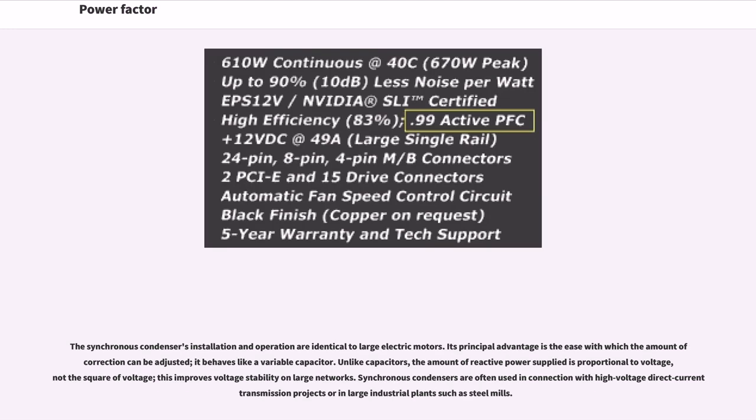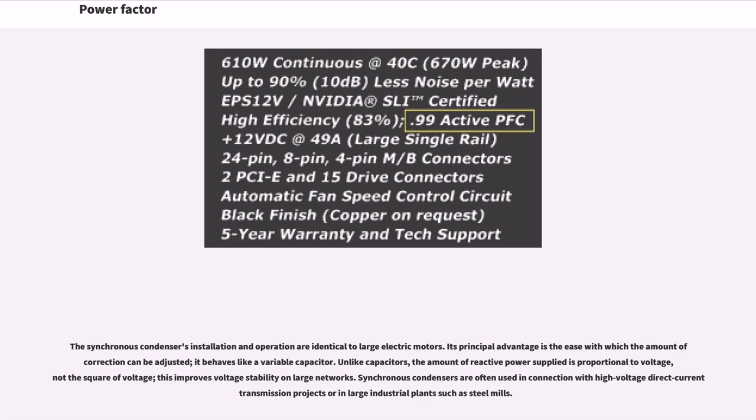The synchronous condenser's installation and operation are identical to large electric motors. Its principal advantage is the ease with which the amount of correction can be adjusted. It behaves like a variable capacitor. Unlike capacitors, the amount of reactive power supplied is proportional to voltage, not the square of voltage. This improves voltage stability on large networks. Synchronous condensers are often used in connection with high-voltage direct current transmission projects or in large industrial plants such as steel mills.